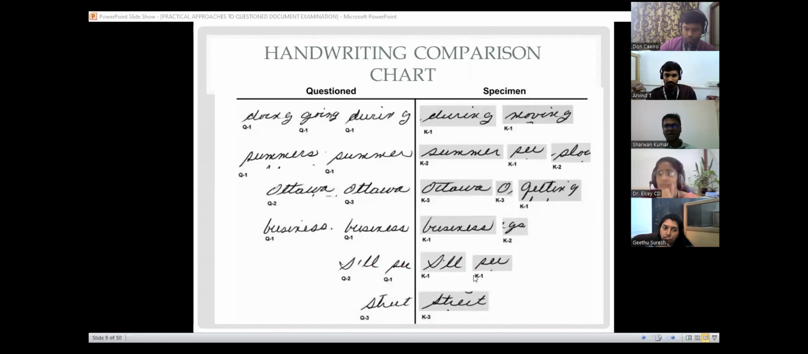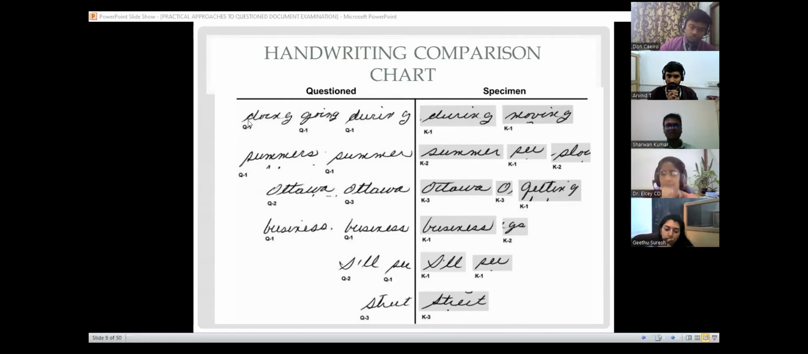So this is a handwriting comparison chart. It is prepared when we have finalized, or when we have fixed, the author of a questioned handwriting. On the left-hand side, we put the questioned text, whatever text is there in the questioned handwriting, and on the right side we put the specimen text. The specimen handwriting is the handwriting obtained from the suspect person. So we compare side by side.